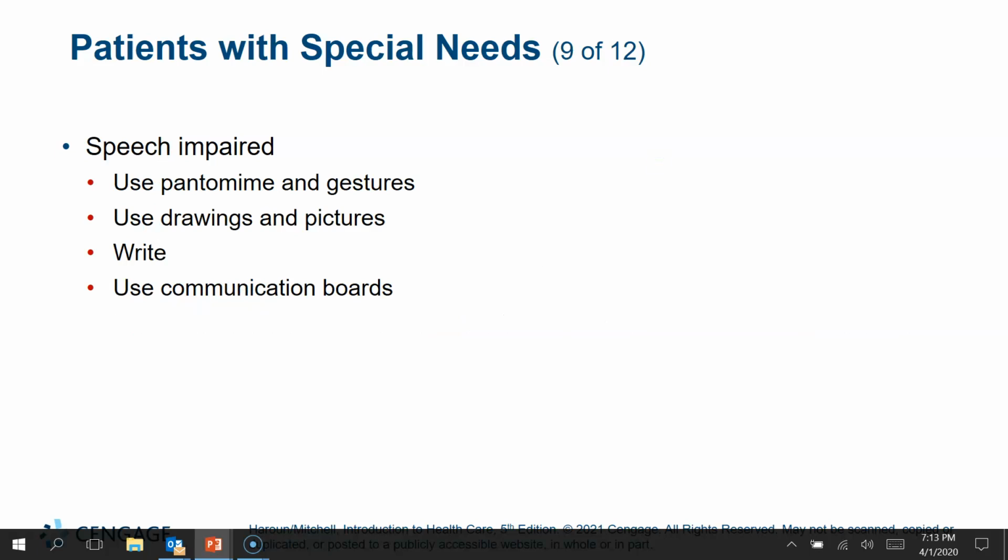Speech impairment. I love the pantomime. We really looked stupid when we did that. I just can't tell you that enough. We laugh now, but boy, did we look silly.